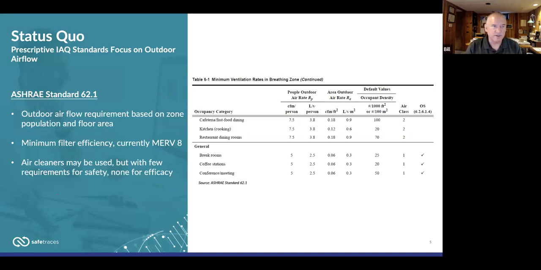To a much lesser extent, these basic acceptable IAQ standards address filter efficiencies, and in 62.1 right now it's a MERV 8. They're generally very light in their treatment of air cleaners. You can certainly use air cleaners to comply with Standard 62.1, but there's not much in the standard about how to use them, except that they can't produce ozone. That's the main thing the standard says about air cleaners, and it's kind of a negative. Next.